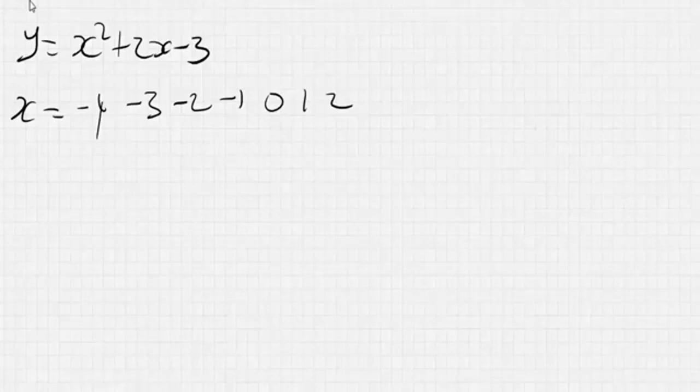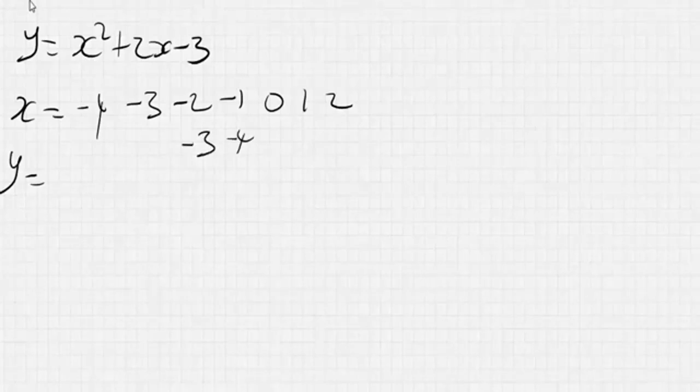The range of x is from negative 4 to 2. Then we have the y values. When x is negative 2, y is negative 3. When x is negative 1, y is negative 4. When x is 0, y is negative 3. When x is 1, y is 0. When x is 2, y is 5. We are asked to get y when x is negative 4 and negative 3.